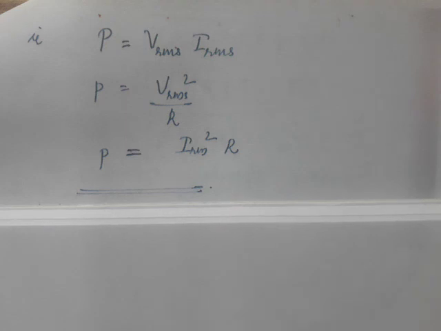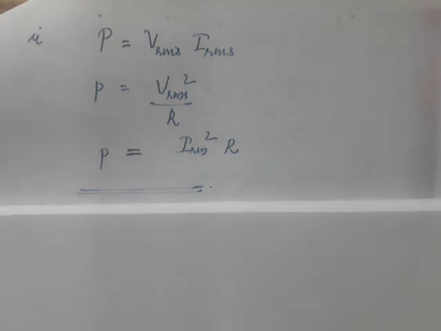So those are the equations for power dissipated in an inductor, a capacitor and a resistor. Remember, in an inductor and a capacitor the power dissipation is 0, but in a resistor there is power dissipation.